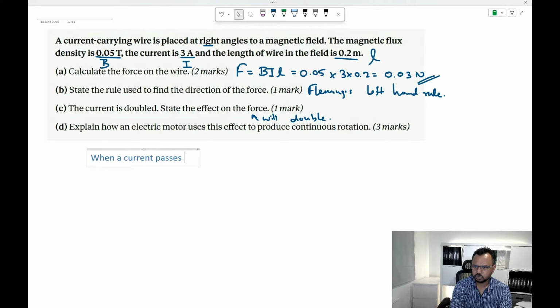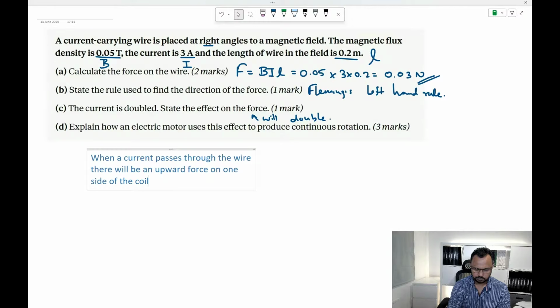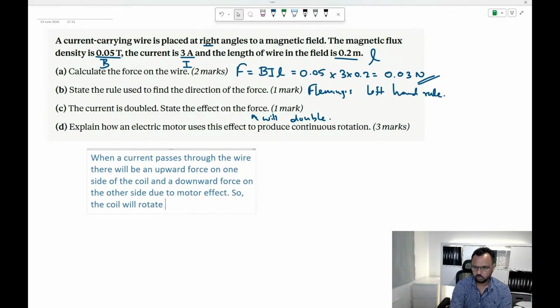When a current passes through the wire, there will be an upward force on one side of the coil and a downward force on the other side due to the motor effect. So the coil will rotate.